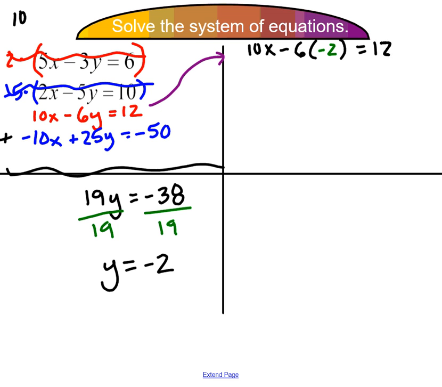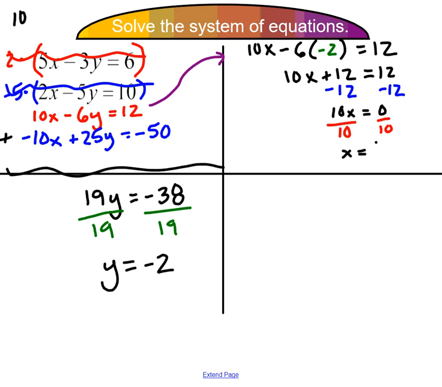So I get 10x plus 12 equals 12. Subtract 12 on both sides. I get 10x equals 0. Divide by 10 on both sides. I get x equals 0. So 0, negative 2 is my answer.